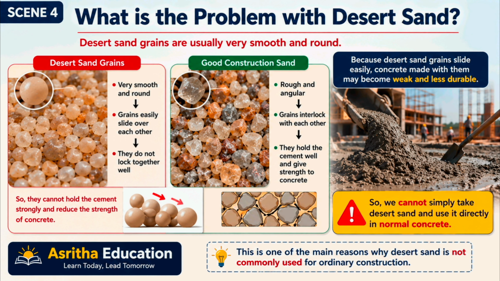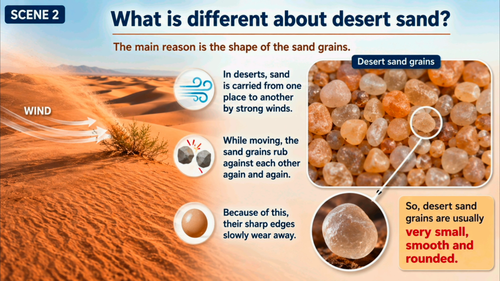What is the problem with desert sand? Now we can understand the problem. Desert sand grains are usually very smooth and round. Because of this, they can easily move and slide over one another. They do not lock together as well as suitable construction sand. So we cannot simply take desert sand and use it directly in normal concrete. This is one of the main reasons why desert sand is not commonly used for ordinary construction.